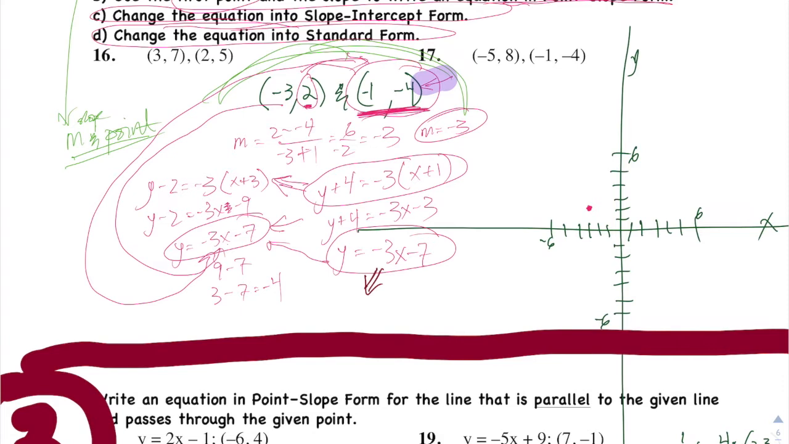Okay, so let's move the -3x to the left. We do that by adding 3x to both sides. We have 3x plus y equals -7. This is standard form. Okay. All right, let's come back to this.